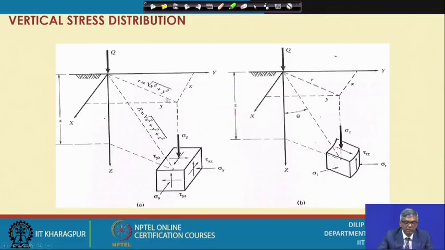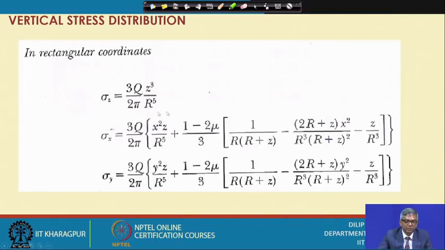Okay. So, you can find this small r as under root x square plus y square, and this is again z. So, this r square plus this z square ultimately will be under root x square plus y square plus z square. So, this is the one: sigma z is given by this, sigma x is this, sigma y is this. These are the expressions for different components of stresses.